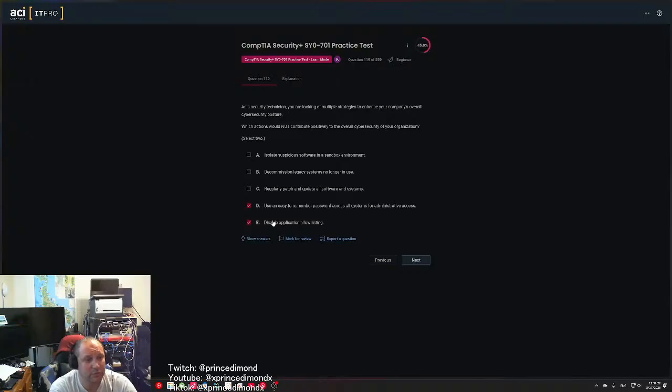Yeah, so this is probably the tricky one here. Disable application allow listing. That means that if you're doing deny by default, which is what you should be doing, you gradually allow applications as needed. So this is what you're going to want to do. Actually, let's just, for funsies, we'll do that. All right, so we got that. Those are going to be the correct ones. Let's double check. Yep, and that's correct.